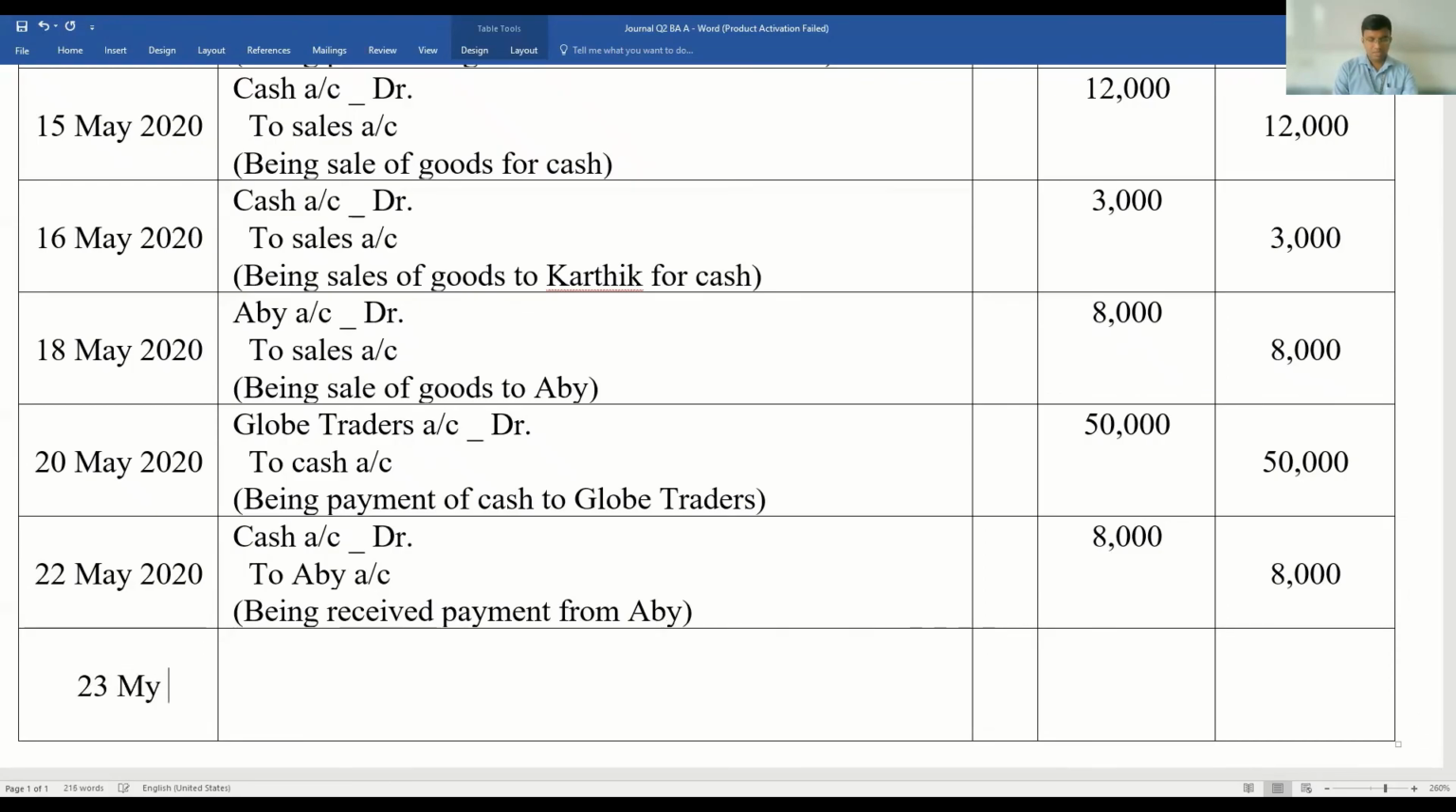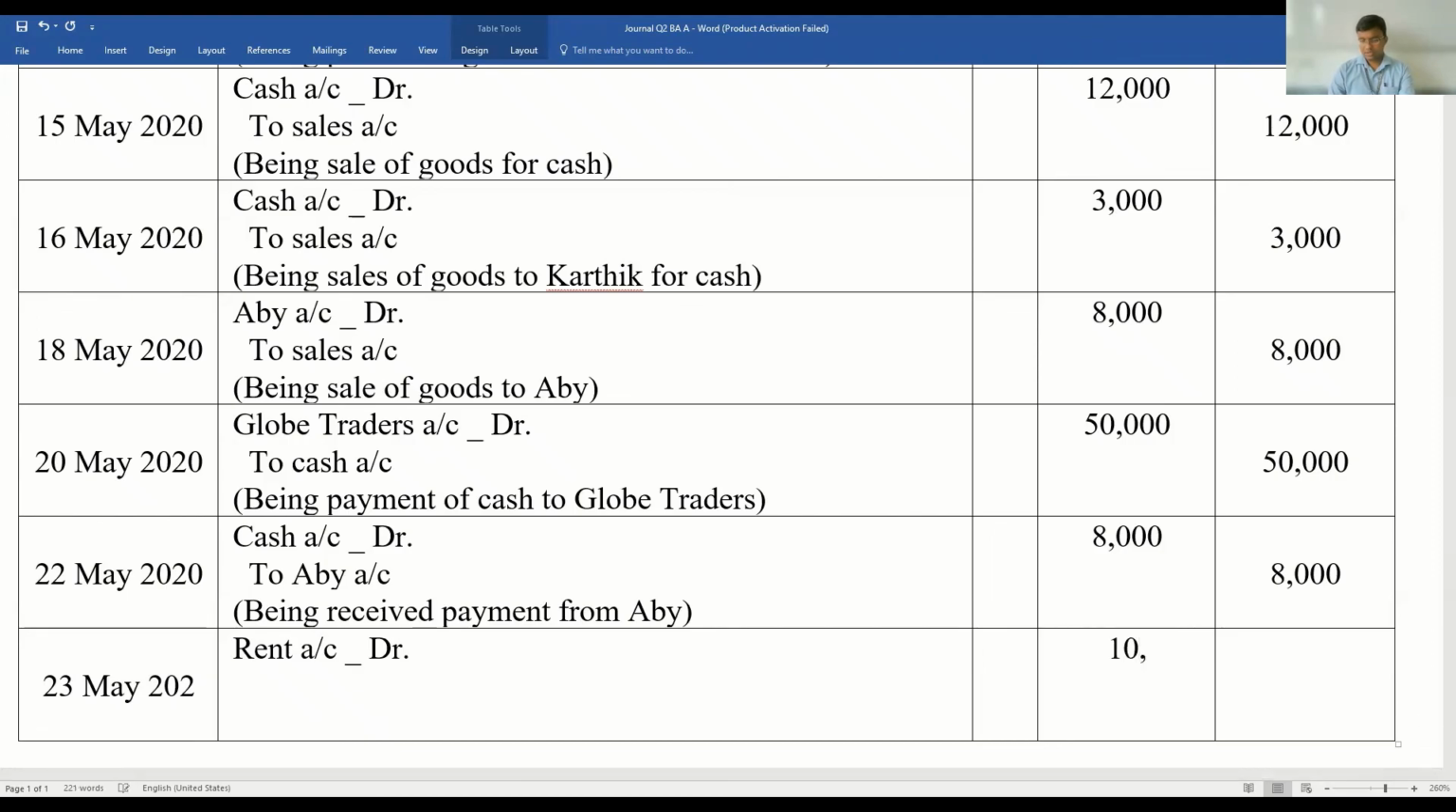23rd May. Last transaction is paid rent rupees 10,000. So which are the two accounts involved over here? The two accounts which are involved here are rent account and cash account. Rent we know is nominal. Golden rule is debit all expenses. So rent account you will debit.